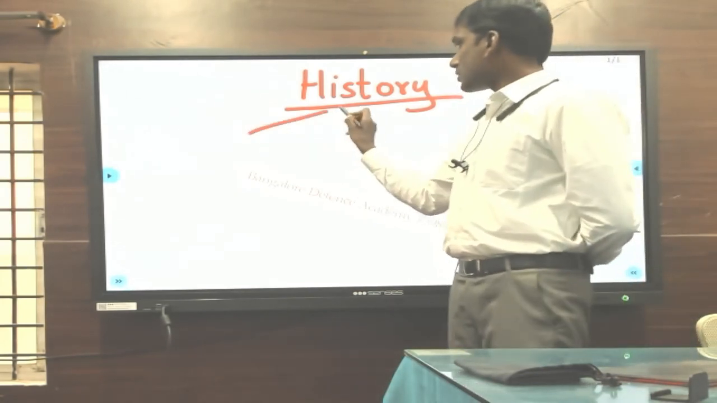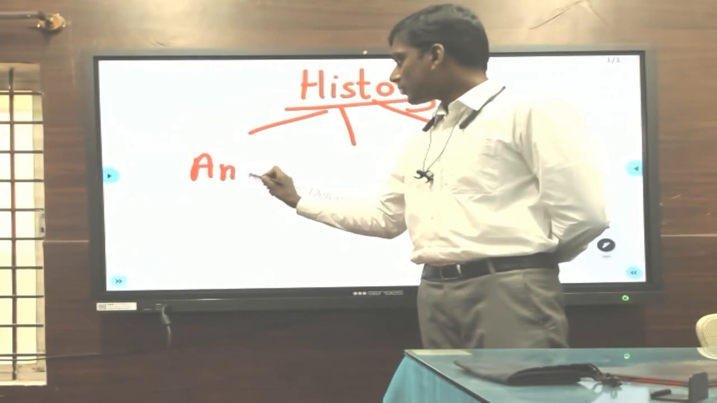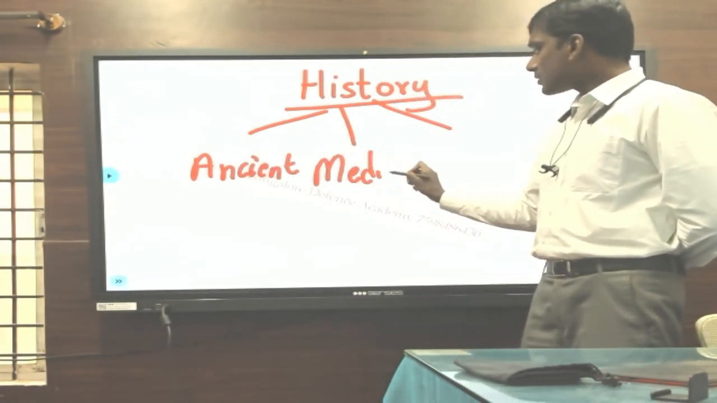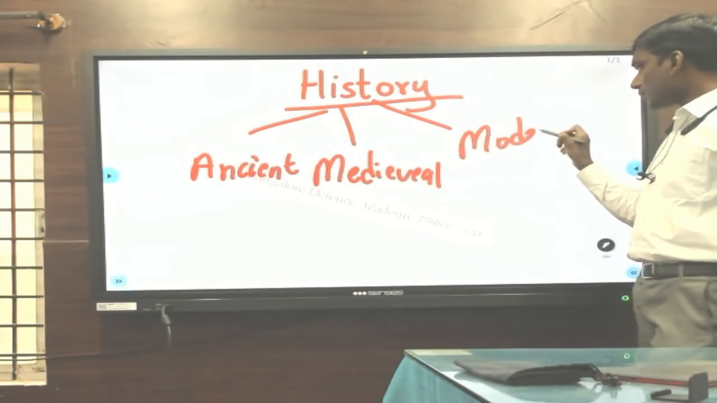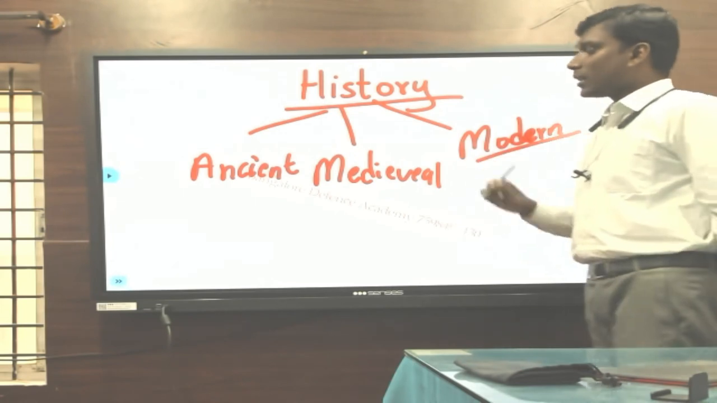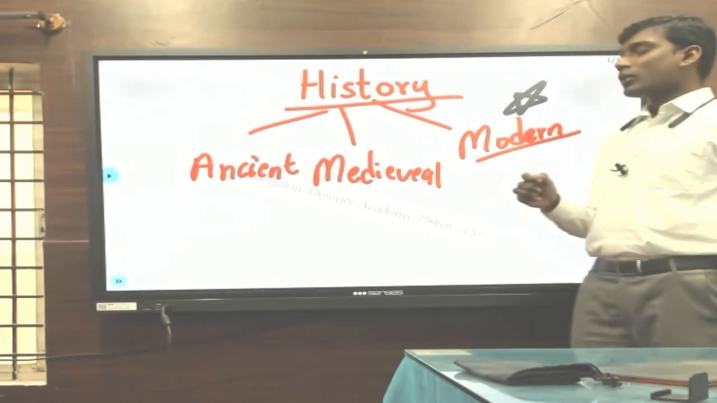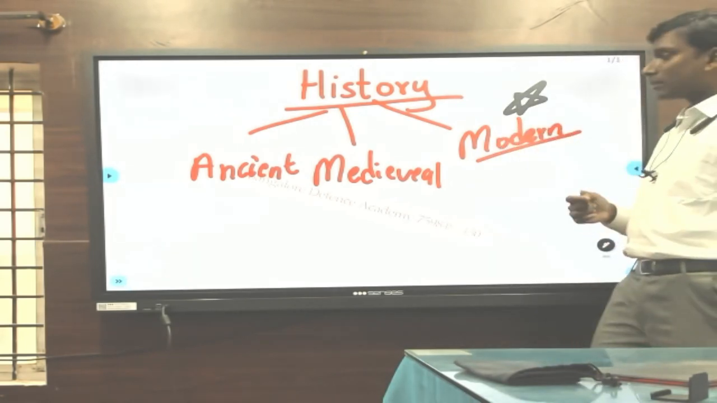So history is divided into three. First one is ancient history, then you have medieval history, and then you have modern history. So which part is more important? Modern history questions will come directly. For example, Gandhiji, Nehruji, Satyagraha, the civil disobedience movement, something like that.